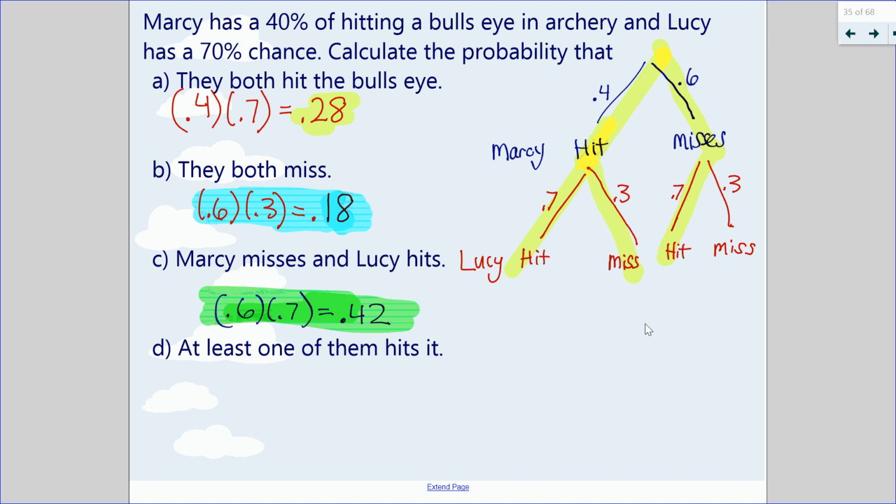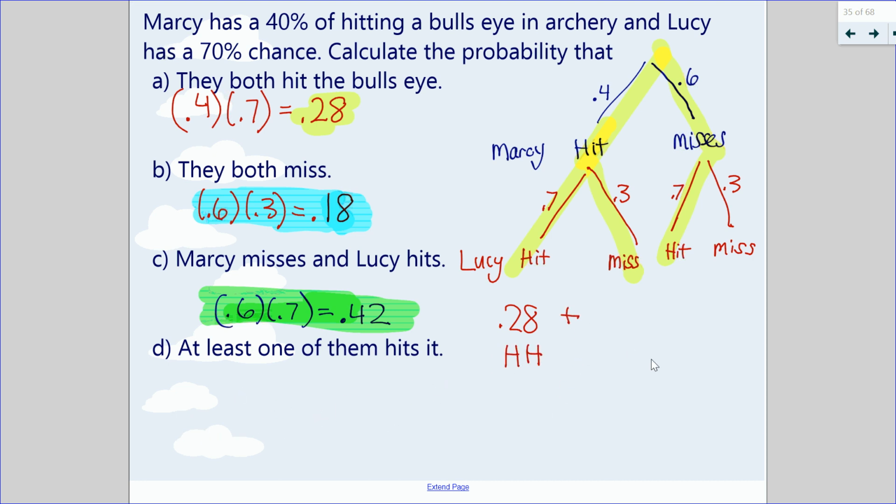So hit, hit is 0.28. That's that 0.4 times 0.7. That's hit, hit. That's both hit. Or, remember, or is add. So going down, you multiply. Oh, I should write this. I'm sorry, I'm being lazy here. That's our hit, hit.